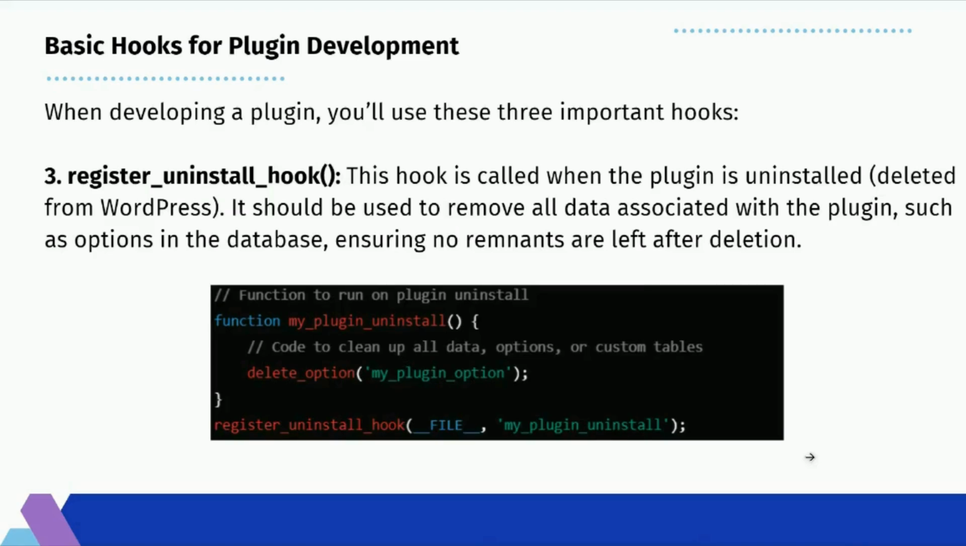So I will continue number 3 for basic hooks for plugin development. Number 3 is register_uninstall_hook. This hook is called when the plugin is uninstalled, deleted from WordPress. It should be used to remove all data associated with the plugin, such as options in the database, ensuring no remnants are left after deletion. As you can see on the image attached, register an uninstall hook to run on plugin uninstall. So I will demo this later.